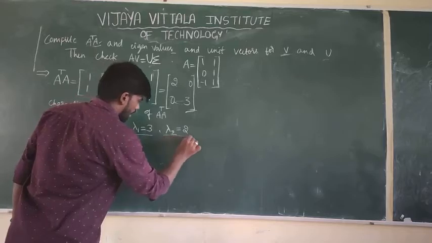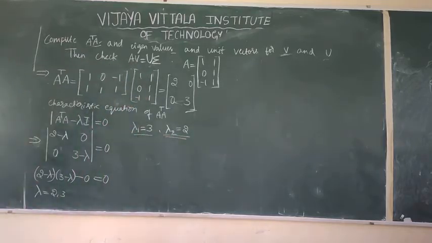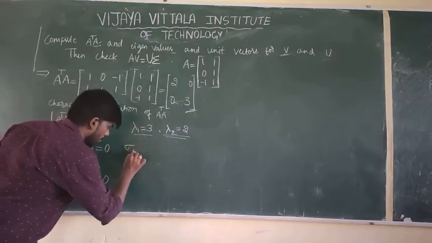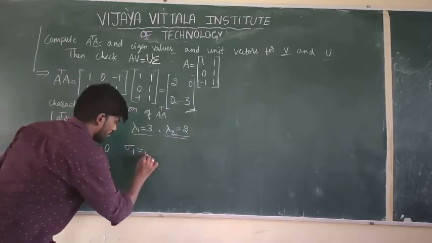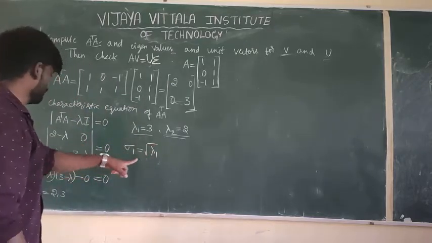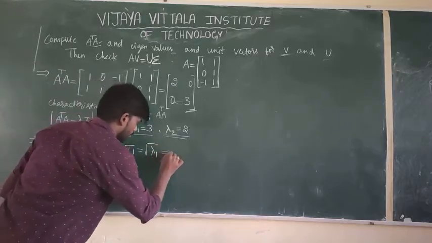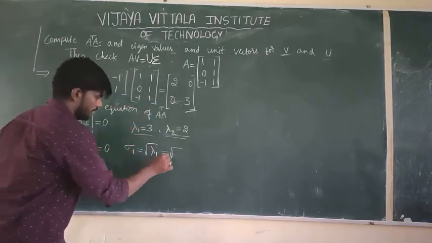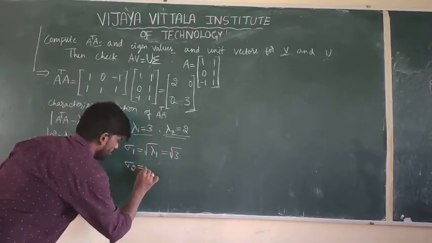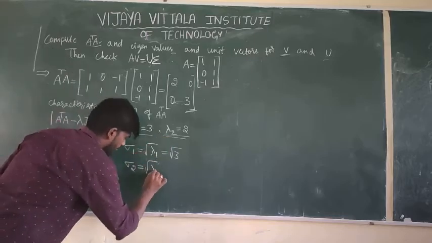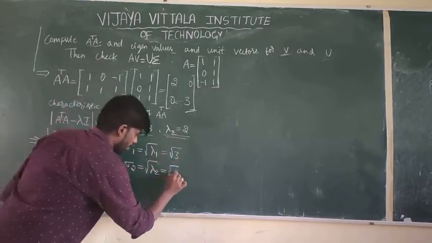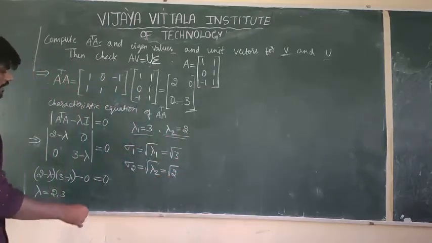In the next step, we have to find the singular values using these eigenvalues. Sigma 1 equals root of lambda 1. The first singular value, corresponding to the first eigenvalue, is root of lambda 1, which is root 3, and sigma 2 equals root of lambda 2, which is root 2. These are the singular values.